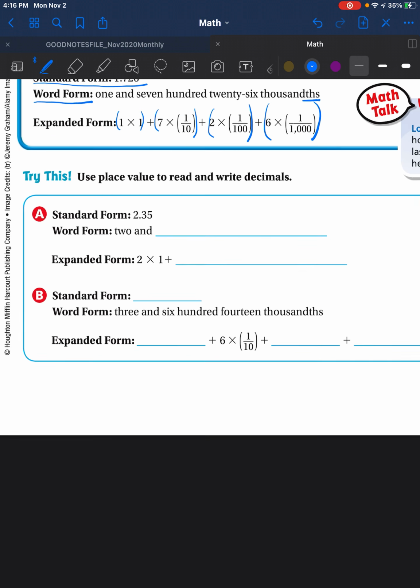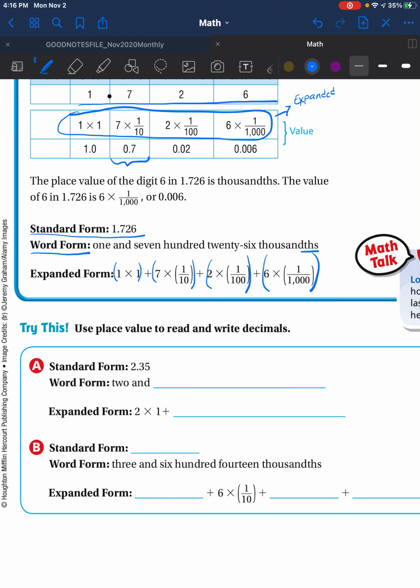So let's look down here. It says, try this. Use place value to read and write decimals. Standard form is 2.35. Hundredths. Word form, so exactly how I just said it.